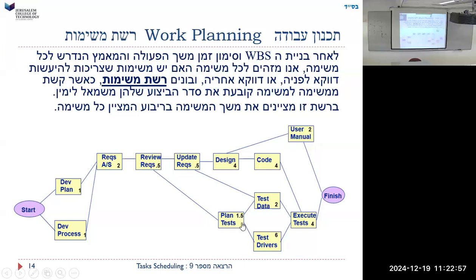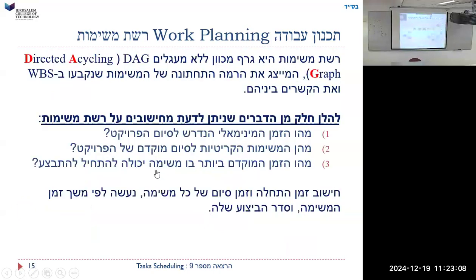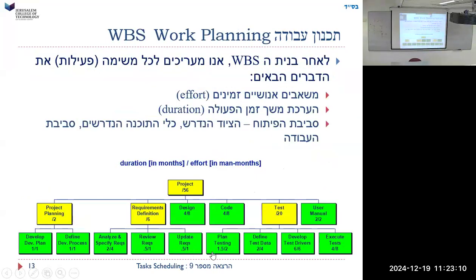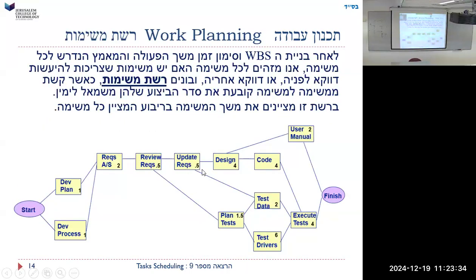I don't understand this. In other words, why is plan test after review requests? Do we see that here? Where's plan test after review requests? Why is that? It's not derivable, right? I can't derive from this picture that this has to be after that, and not after this. Why isn't it after this?